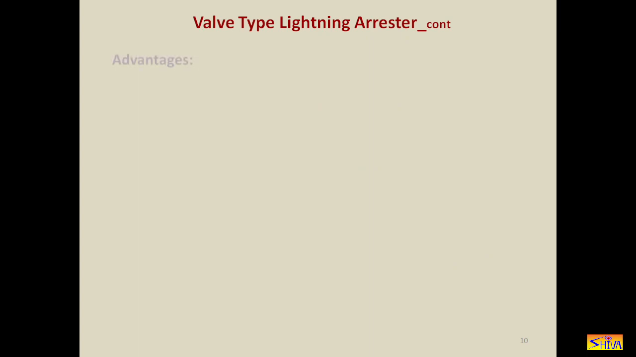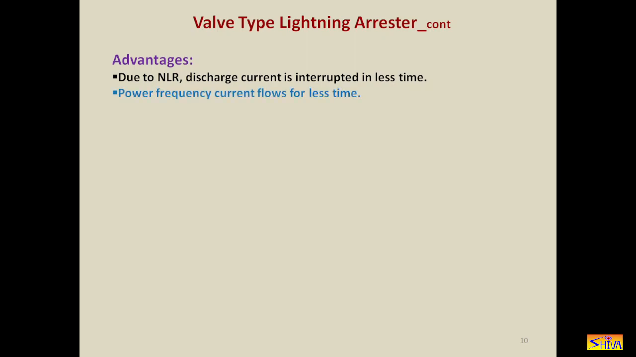Now let us see the advantages. First advantage, due to nonlinear resistor, discharge current is interrupted in less time. Now here, less time is relative to the gap type lightning arrestor, because here we are using nonlinear resistors. So time required for the discharge current to interrupt is relatively less. Therefore, power frequency current flows for less time.